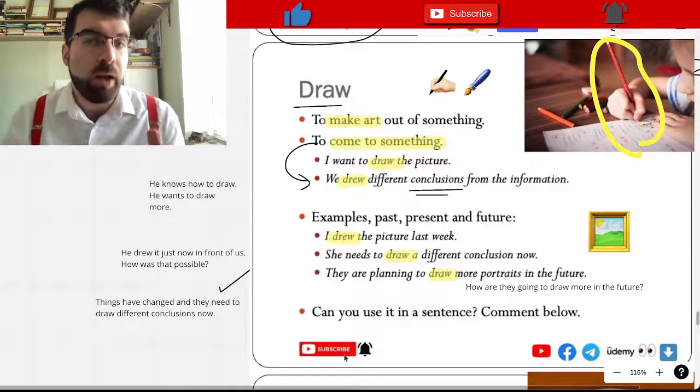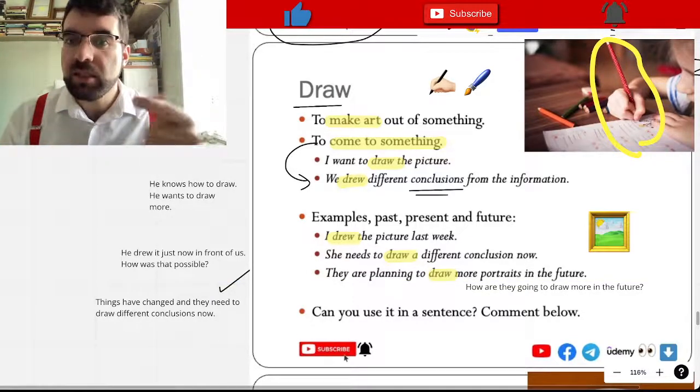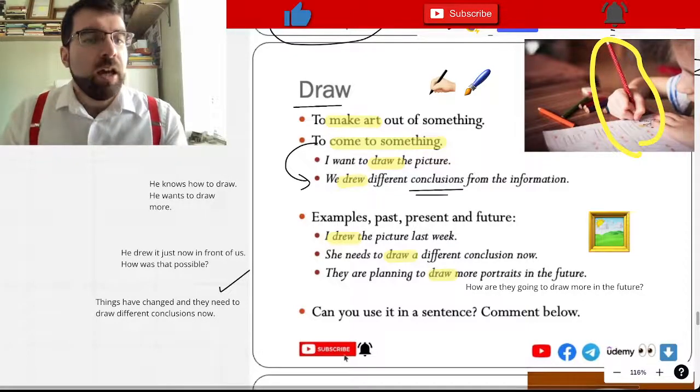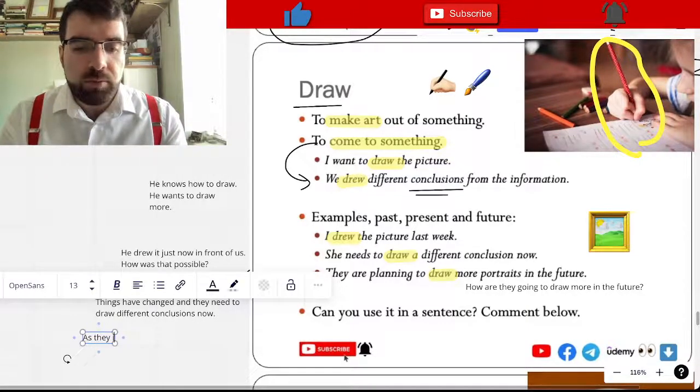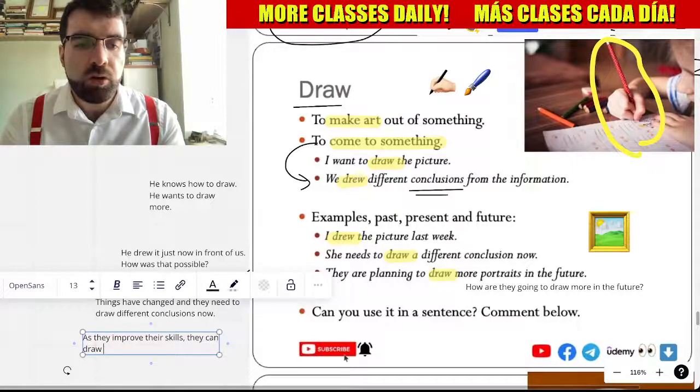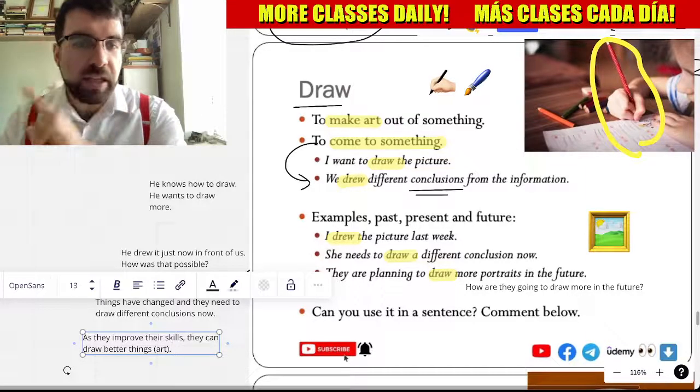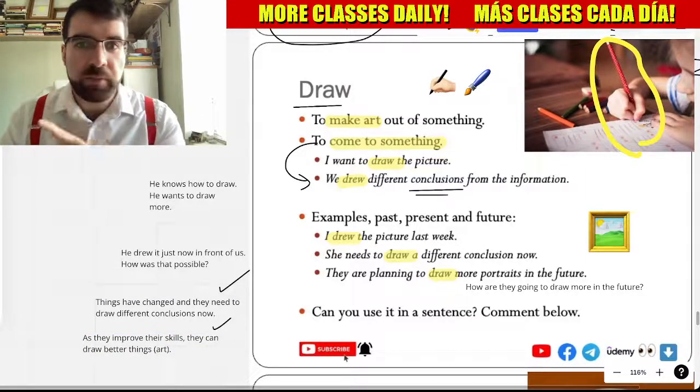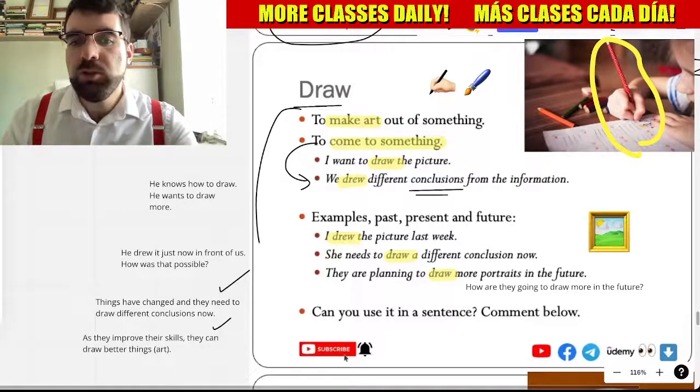Draw. Well, they're going to get better and improve their skills. As they improve their skills, they can draw better things or better art. Yeah. How cool is that, language explorers? So, can you use draw in a sentence?